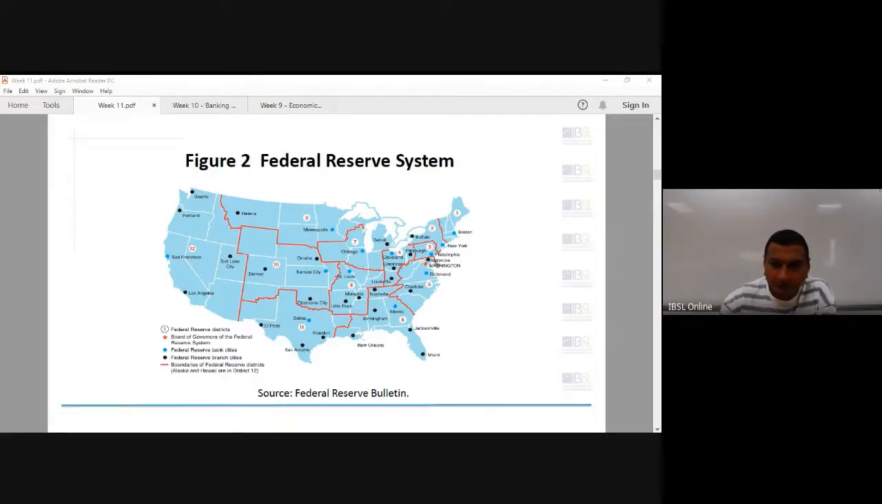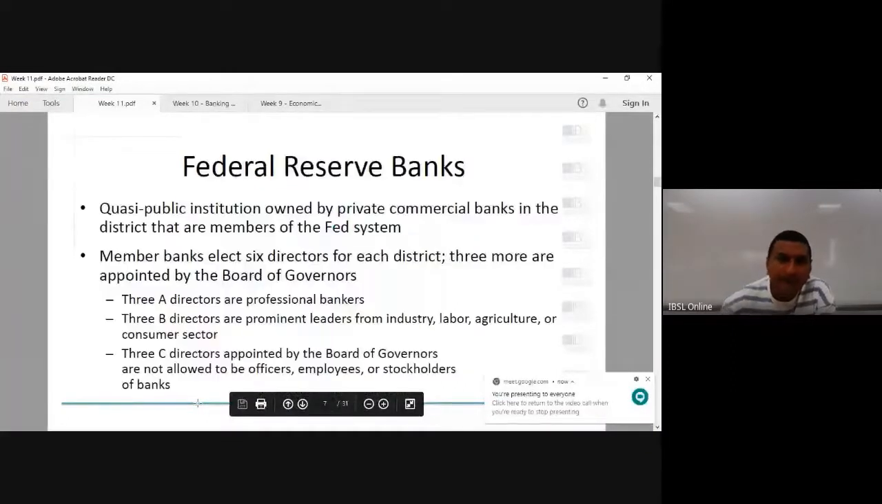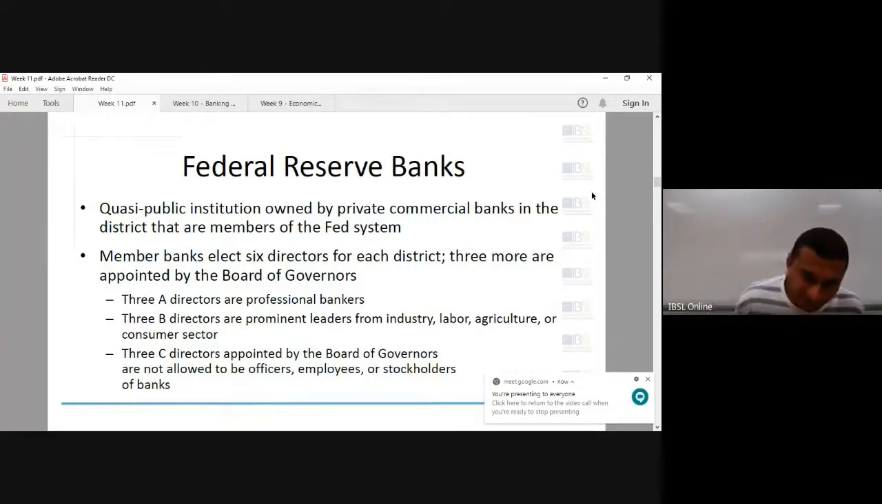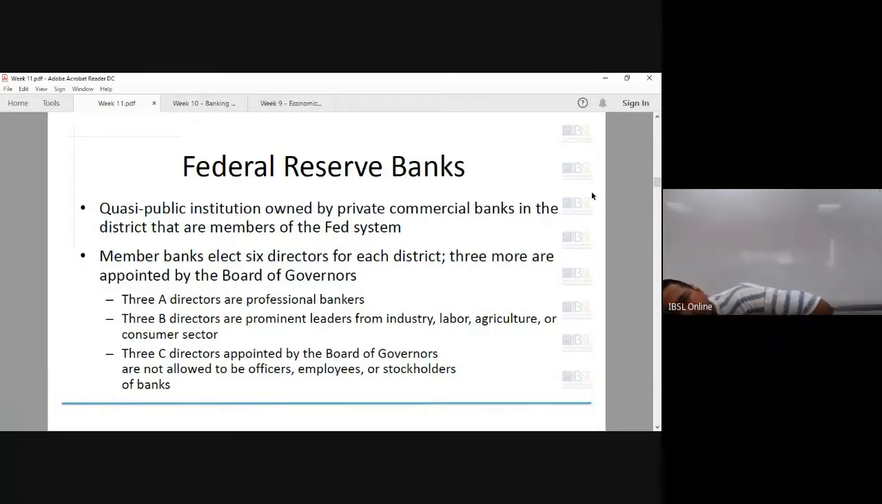Right. So you see these details, and of course we'll get into details now, and we will gradually move into the business end of this central banking. And you see here these Fed Reserve Banks. These are quasi-public. It is public-private in a way, quasi-public. It's not fully public institutions.